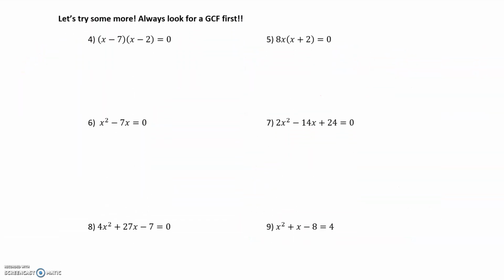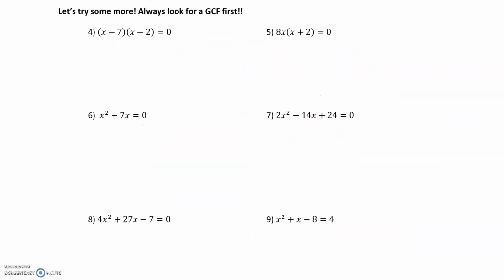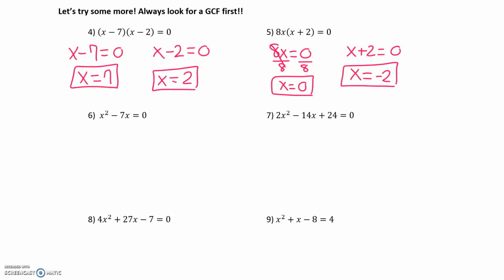Here we have a bunch of practice. The first two are already factored for you, so go ahead and just set each one of those factors equal to 0. If you want to pause and take a minute, work them out, I'll work them out as well. All right, here's the answers to 4 and 5. Be careful on number 5 when you have 8x equal to 0 and you divide both sides by 8. Please remember 0 divided by any number is always 0.